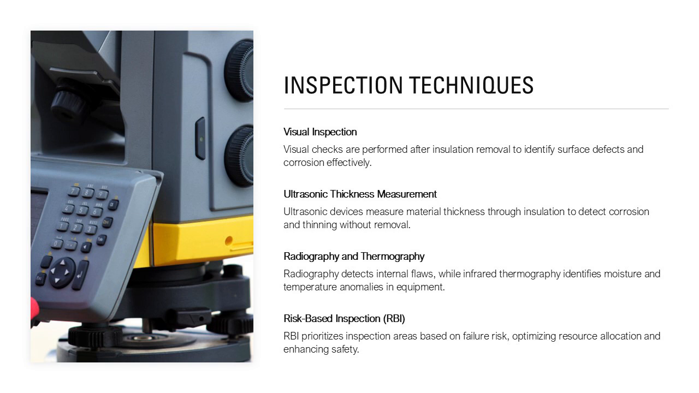Inspection methods include visual checks after insulation removal, ultrasonic thickness measurements through insulation, radiography, and infrared thermography for detecting moisture. Risk-based inspection or RBI helps prioritize areas based on probability and consequence of failure, optimizing inspection resources.